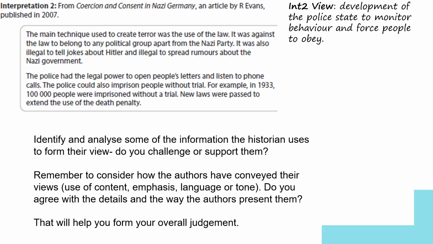Then it may be helpful to think about how the author has created their view, which you will have explored already in question 3c. Do you agree with the details and the way in which the author has presented them? Remember, they have chosen to focus on certain things, whether that's selection of content or emphasis, and they have chosen to include certain words and language and tone in order to create their overall view or historical interpretation.